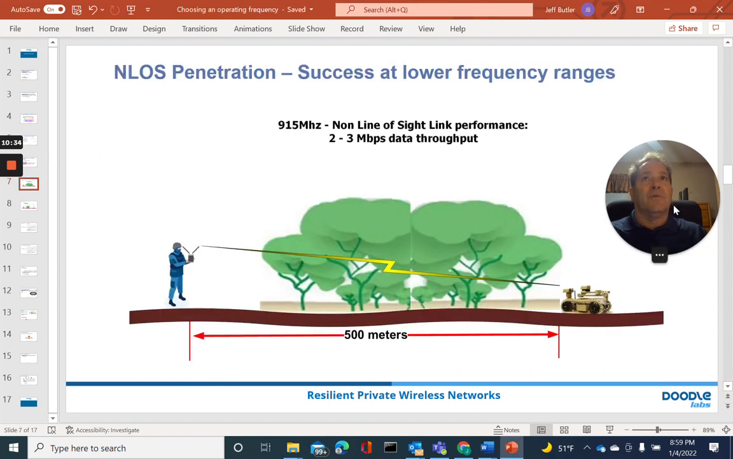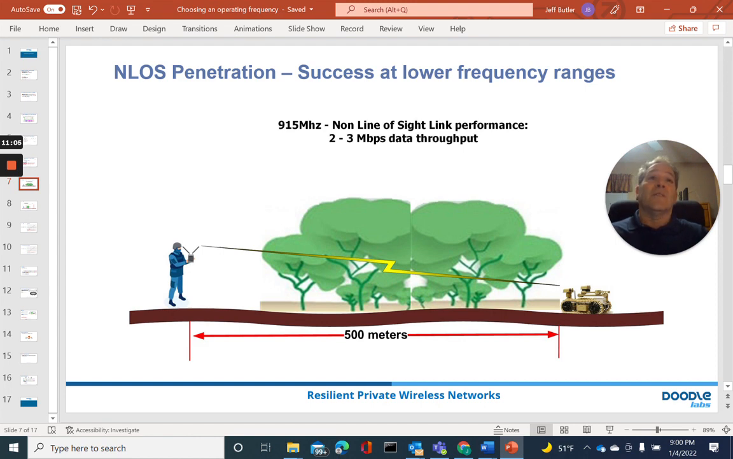Let's look at penetration in terms of non-line of sight. This is a typical case study of an example from one of our clients who did a UGV, or unmanned ground vehicle, deployment in a highly wooded forested area, where you've got basically a 500-meter distance requirement from ground controller to the UGV itself, and the UGV was going to be bringing back 4K video along with telemetry.